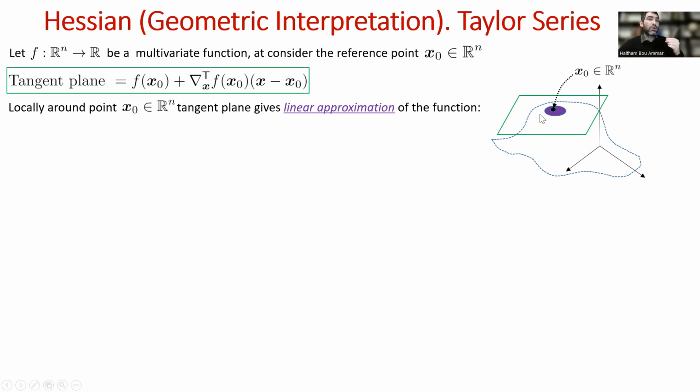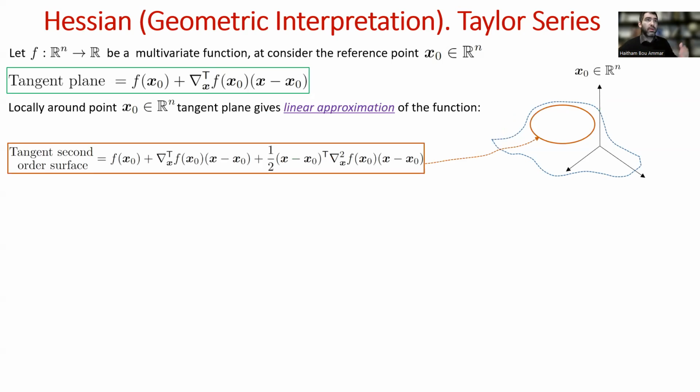But please keep in mind that it's only a local property, because of course this plane cannot be considered a good approximation for the function far from the point x0, as you see for this specific example. But locally, in a very small neighborhood, which also depends on how our function behaves, there is a neighborhood around the point x0 where this tangent plane gives a very good approximation for our multivariate function.